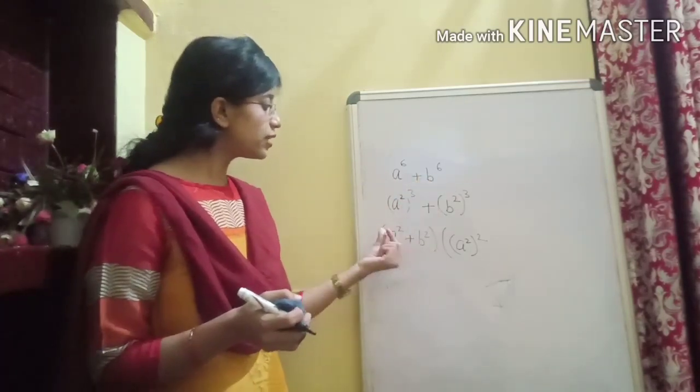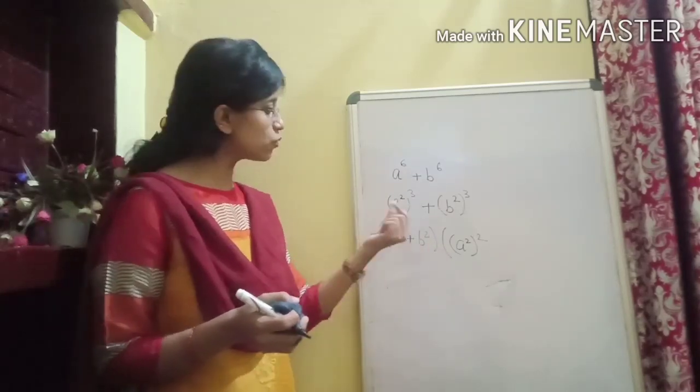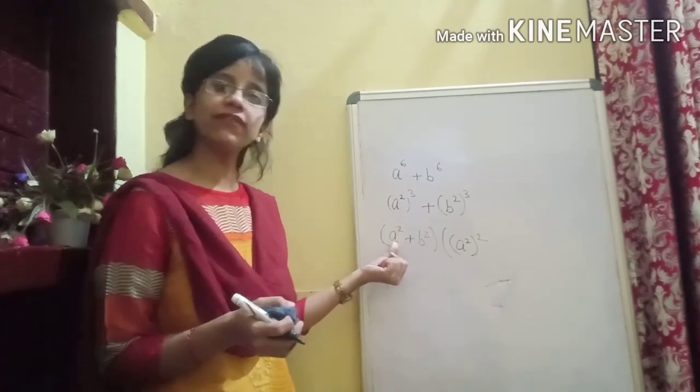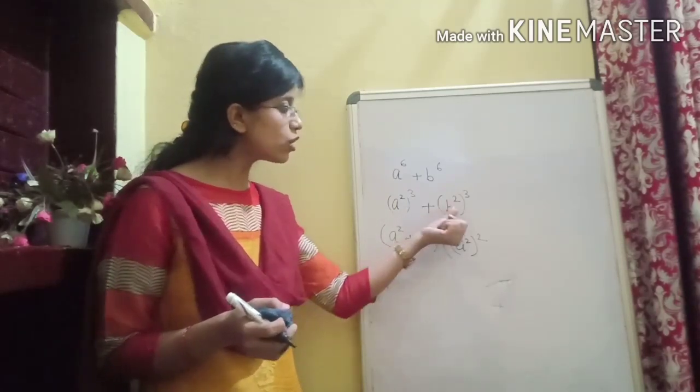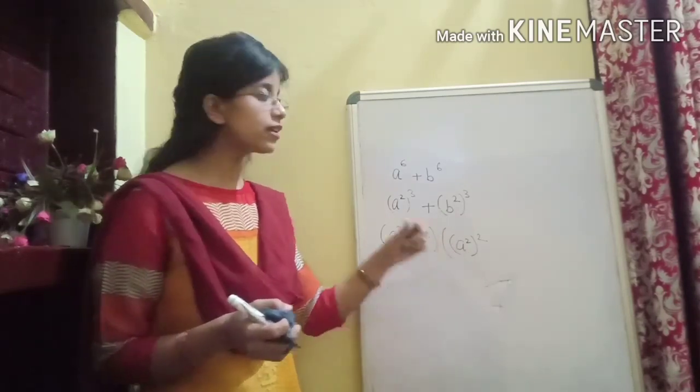So according to the identity, it is a plus b. If you check the identity, it is a plus b. A is what here in our question? A square. That's how we have written a square. Plus b. B is what in our question? B square. So a plus b, and in the next bracket it is a square.